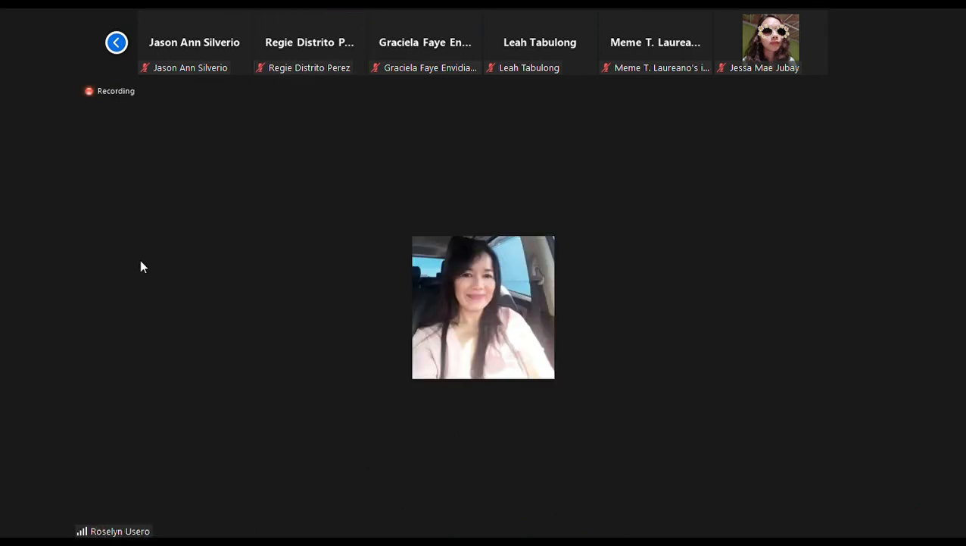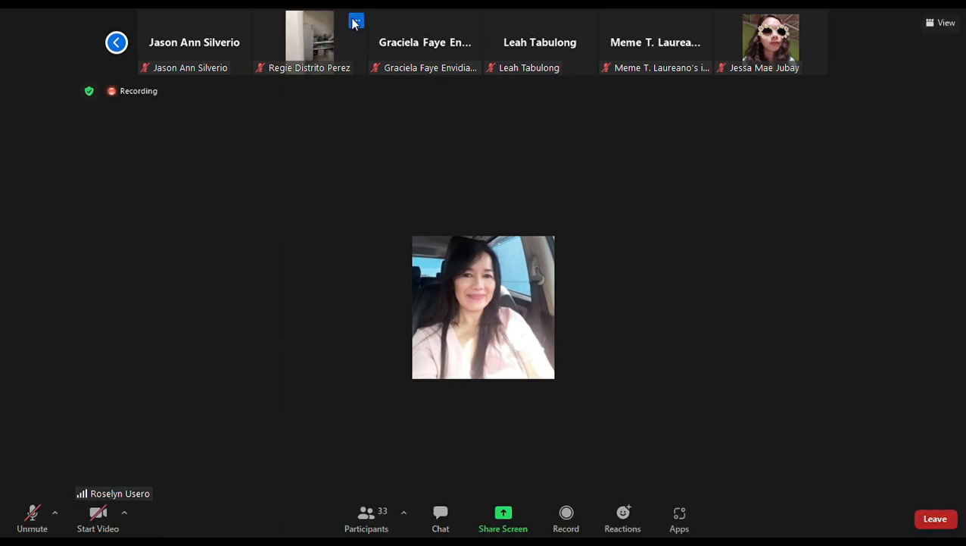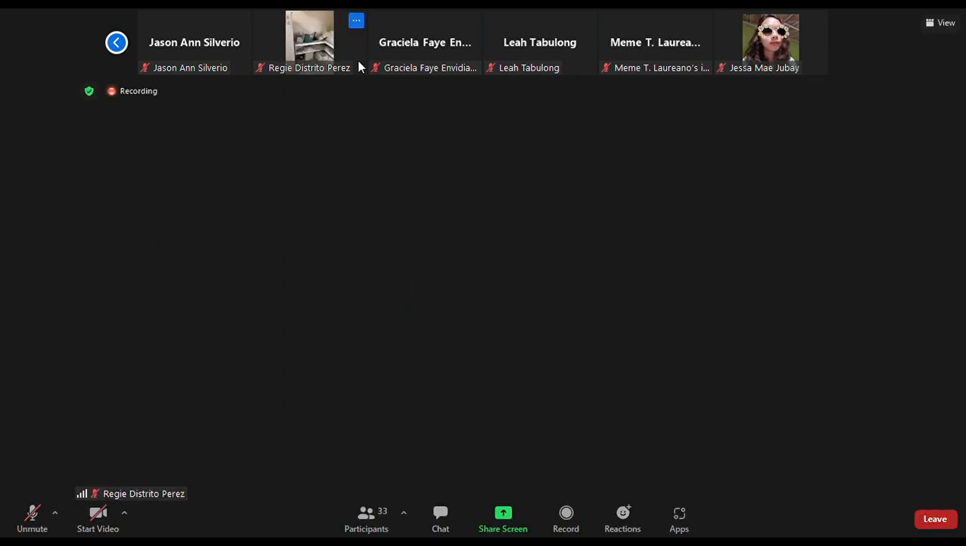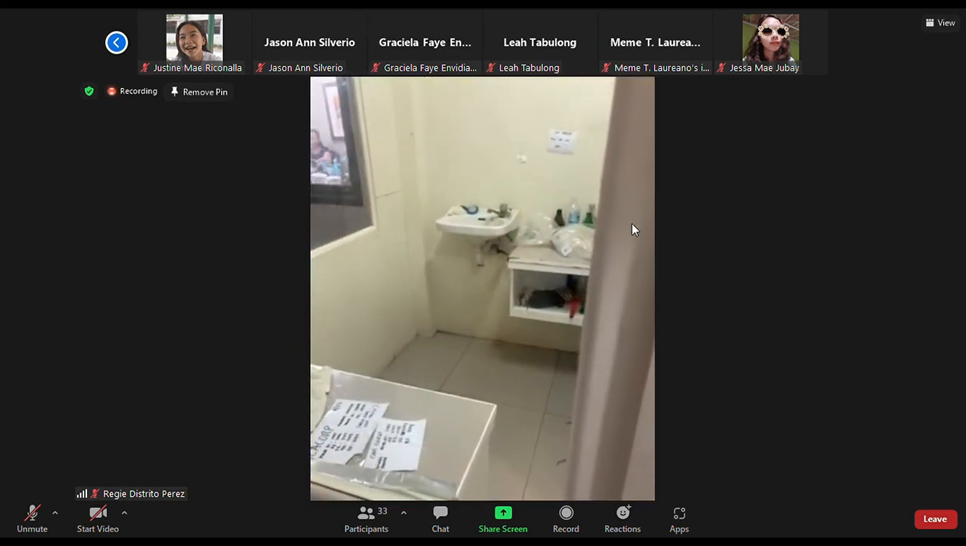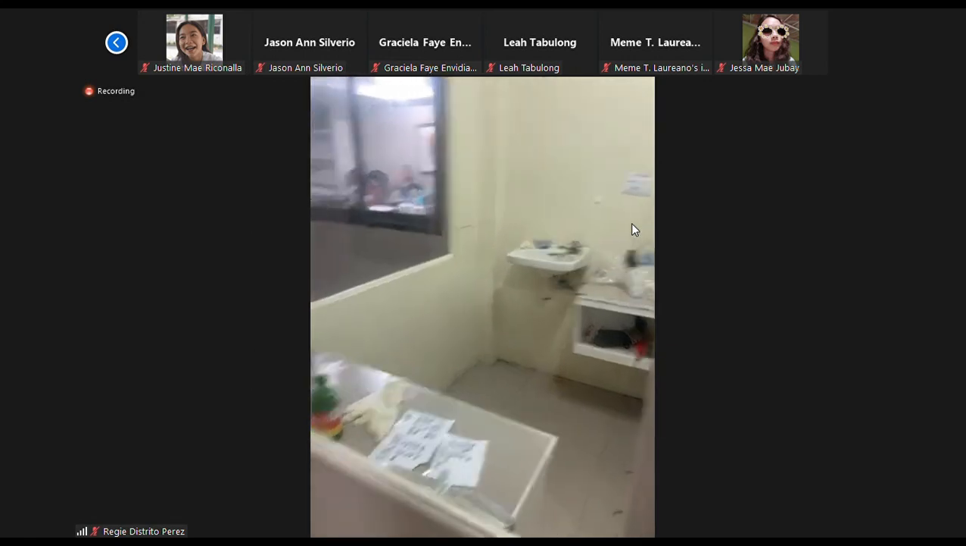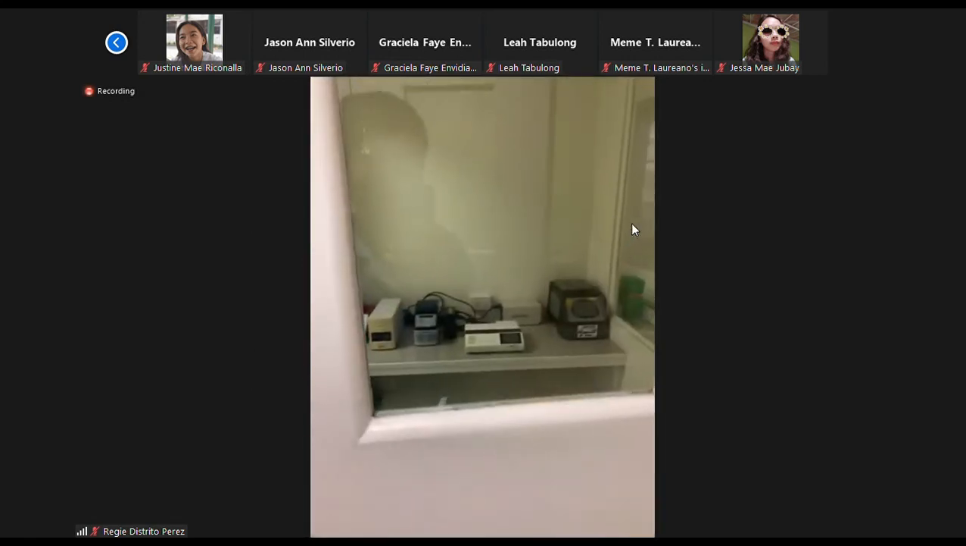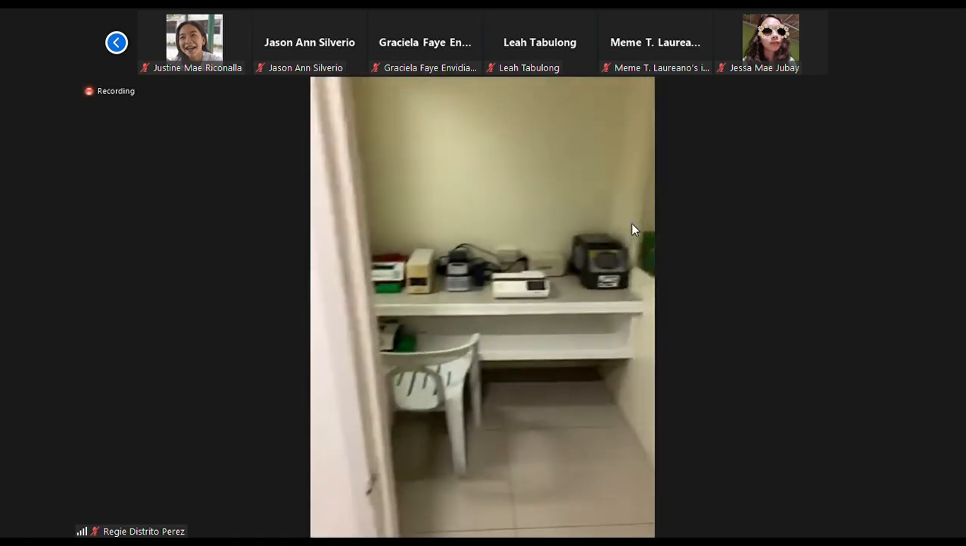Reg, hindi ka na makita. Sa PCR, nag-under ko rin. Sa second room. Sa second room na lang. Ano ko lang i-explain, no, sa piyak. Sa piyak. After sa piyak, sa pinaka-last and the second one. I-open lang ang light, please.